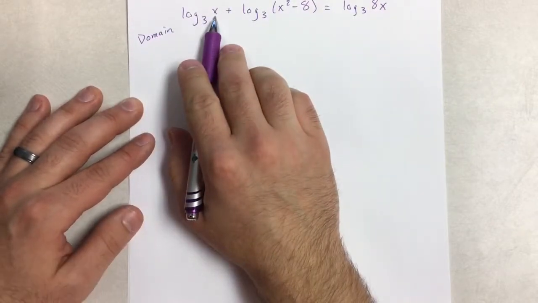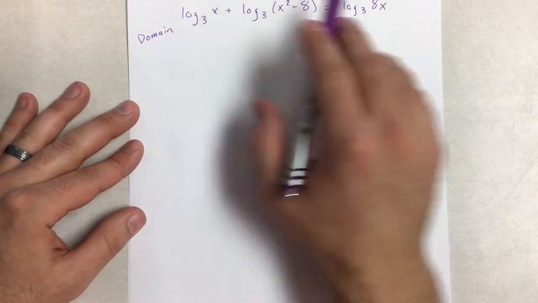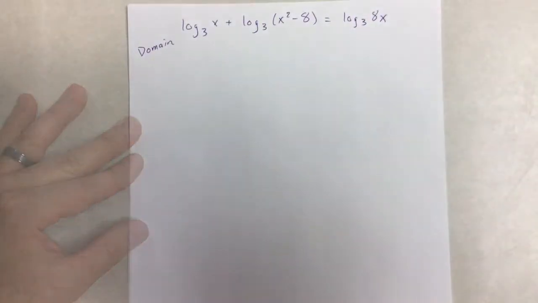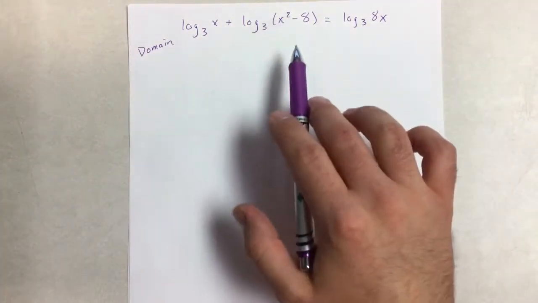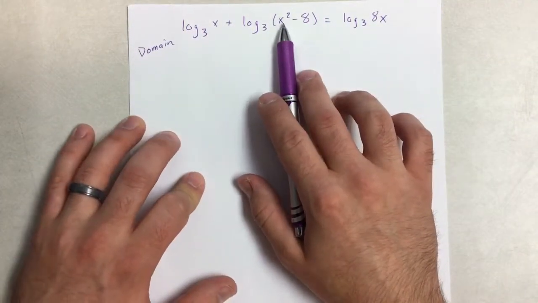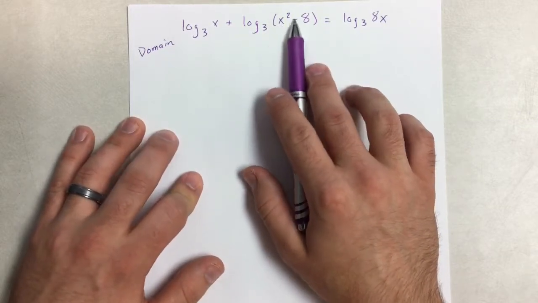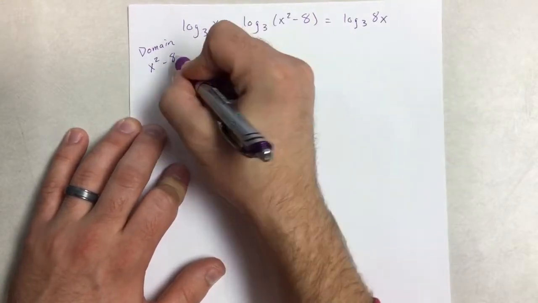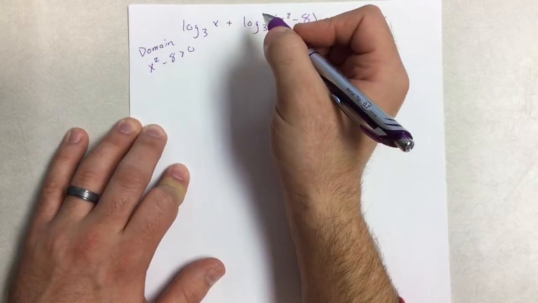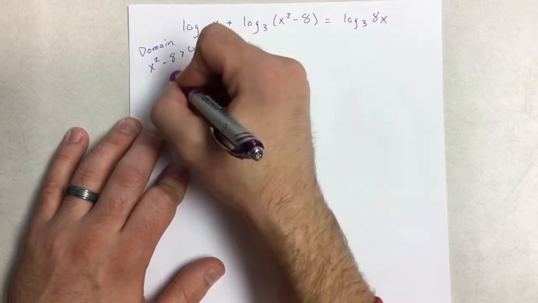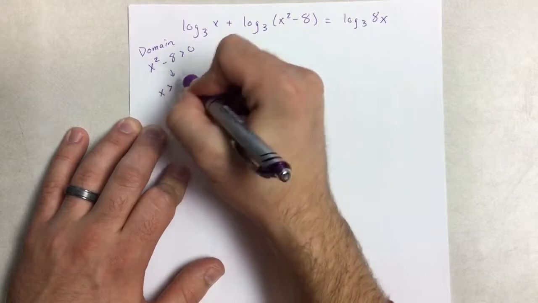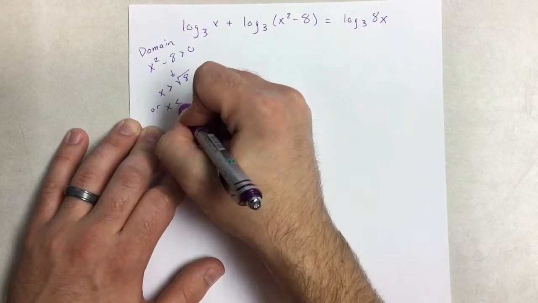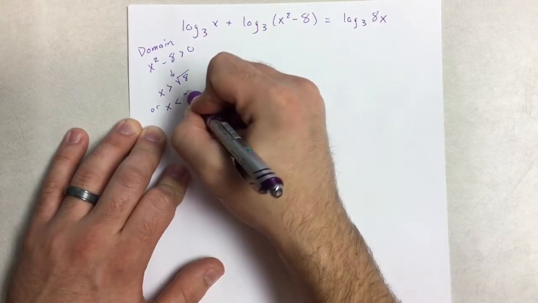Here, the x values have to be greater than 0. On the right side, the x values have to be greater than 0. But when we look at this term, it's not the case. If x is 1, I would get a negative number in here, and that's not good. So I need to say that x squared minus 8 has to be greater than 0. Solving that, I find that x has to be greater than the square root of 8, or x has to be less than negative square root of 8.